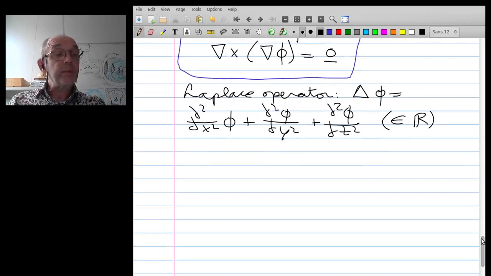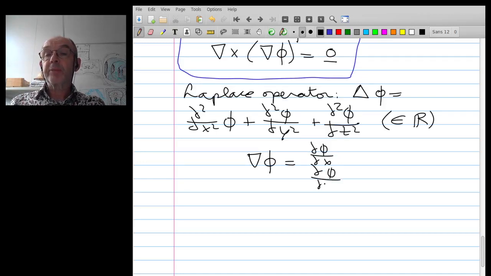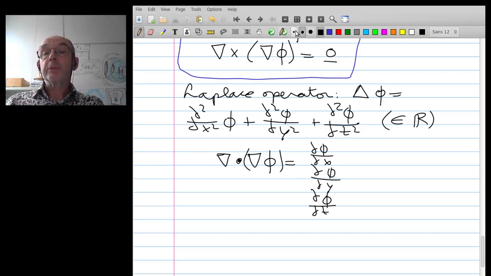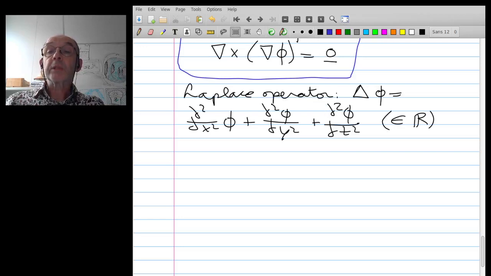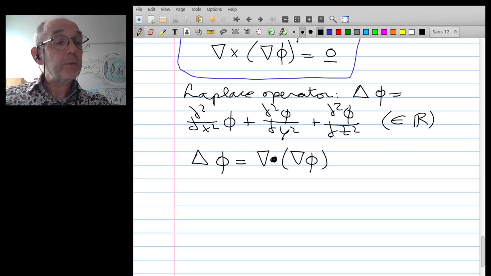And how can we write this here? If I take the gradient of phi, I get the vector phi dx, phi dy, phi dz. And if I now take the inner product of the gradient with that expression here, I get the Laplace operator. So if you want to write it in short, the Laplace operator of phi is nothing else than the gradient, and then you take the inner product with the gradient of phi.